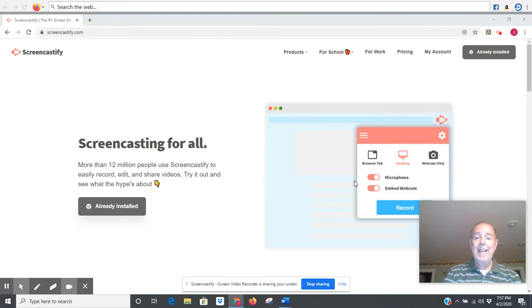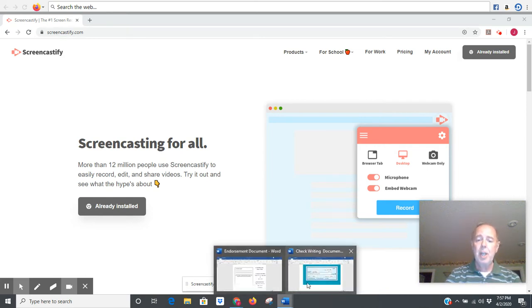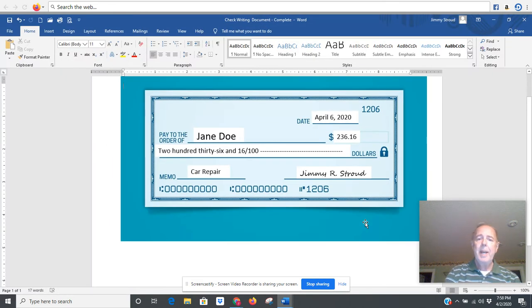Hello. Today I'm going to show you what to do if you receive a check. There's basically three things you can do. You can deposit it if you have a checking account. You can cash it at a store or at the bank, or you can actually give it to someone by changing ownership of it.